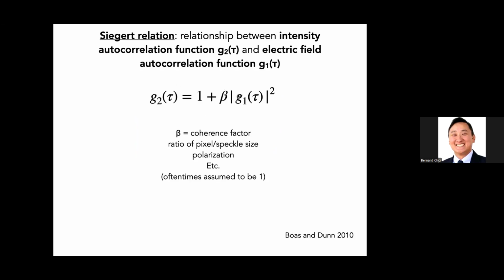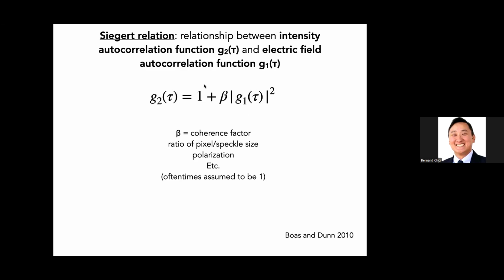And G2 is related to G1 by this thing called the Siegert relation. You'll see this a lot if you look at diffuse correlation spectroscopy and some of the more theoretical speckle papers. Basically, this is a fairly simple relationship between what you measure intensity wise and the dynamics of the intensity, and the electric field and the dynamics of the electric field.